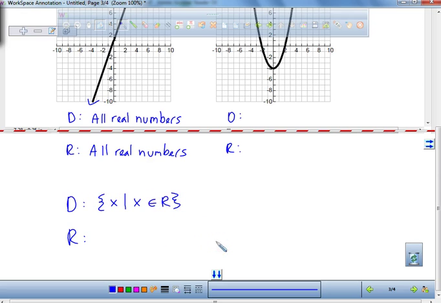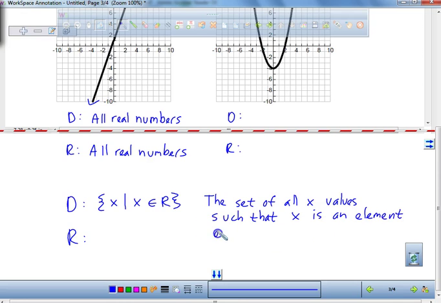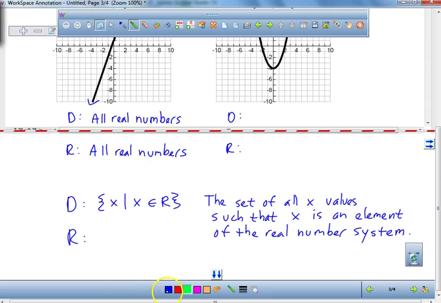So I'm going to highlight what this means. Write this down. Set of all x values such that x is an element of the real number system. This would be something good to put into your journal. I'm going to highlight what each part is.